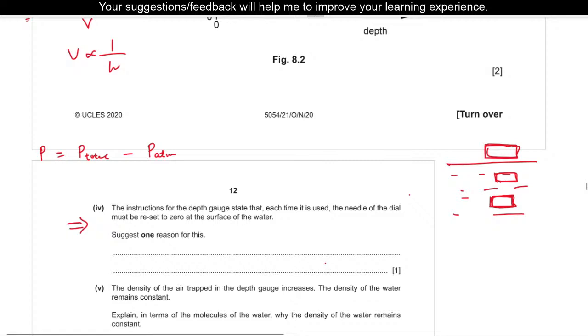So here we can write: because atmospheric pressure may change from time to time. We can also give the reason in terms of temperature, that temperature can change. Again, when temperature changes, it will have an effect on atmospheric pressure.